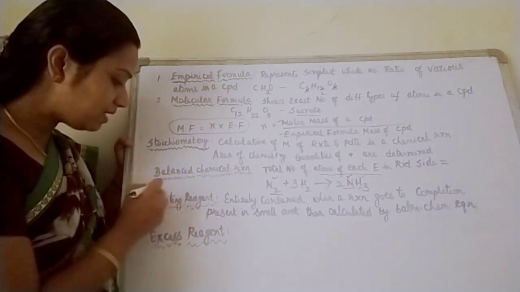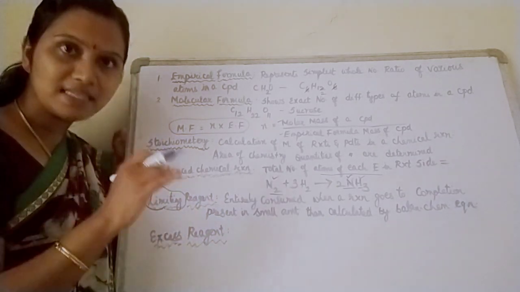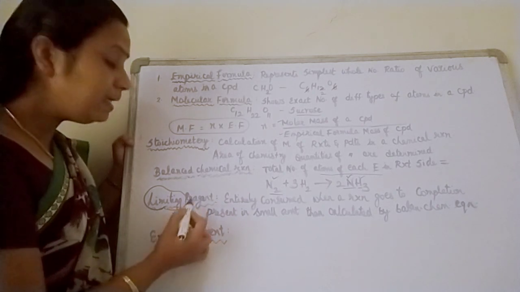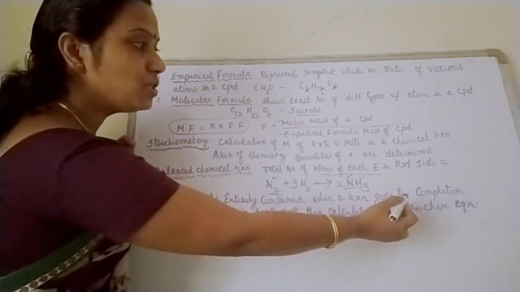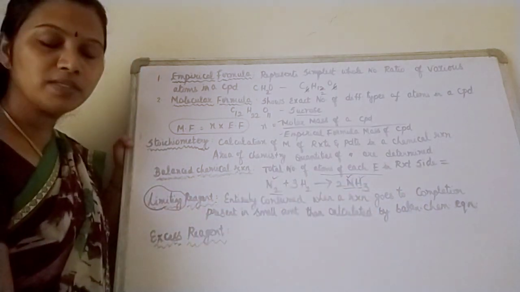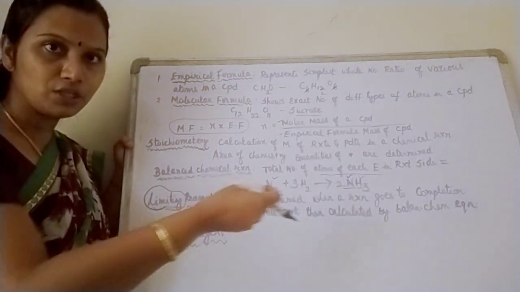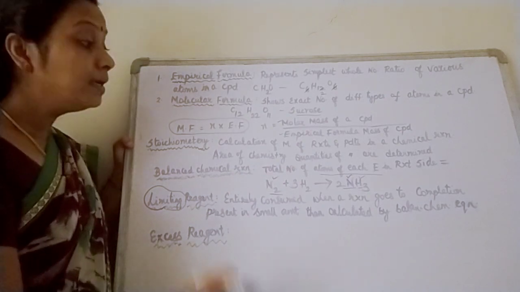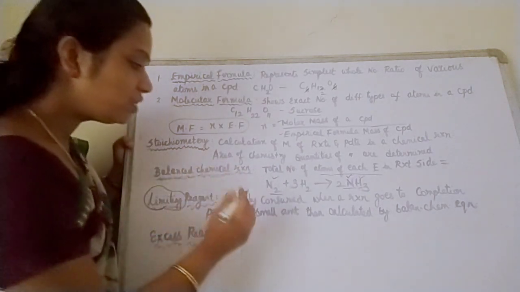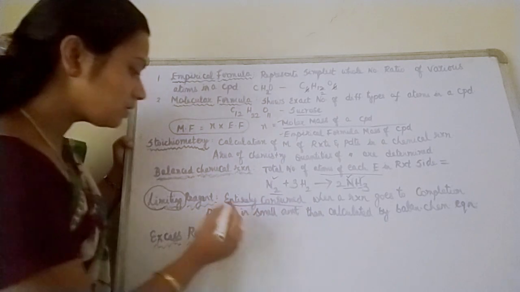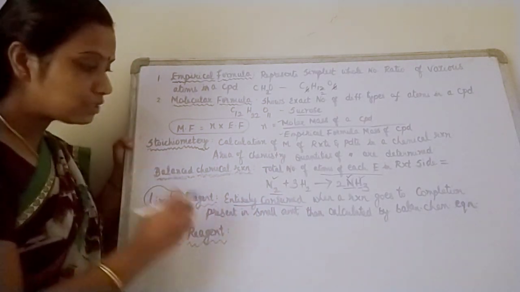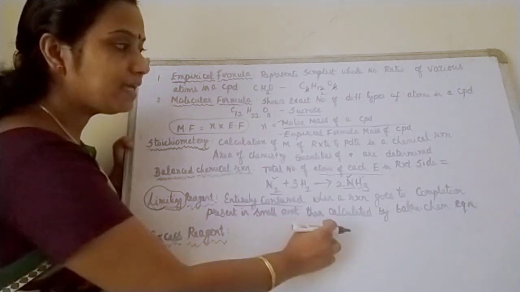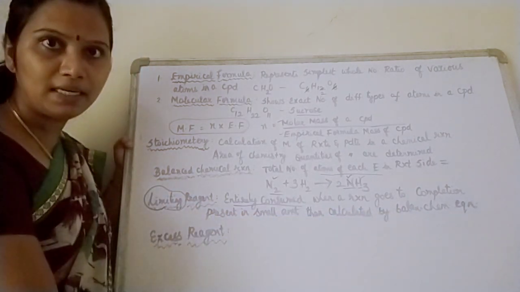What is limiting reagent? The name itself is indicating limiting. It is less. So the limiting reagent will be entirely consumed when a reaction is going to completion. Suppose I am doing a chemical reaction, my reaction is going to reach its end point. Then a reagent which will be entirely consumed is called as limiting reagent. And as I told you, limiting means less. So it will be present in small amount than calculated by the balanced chemical equation.